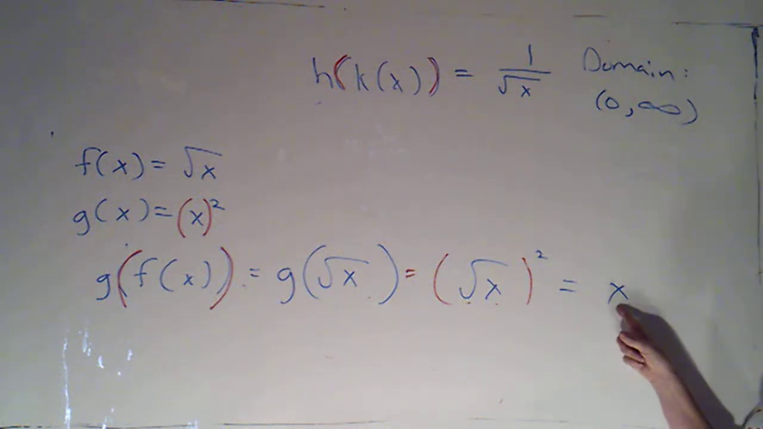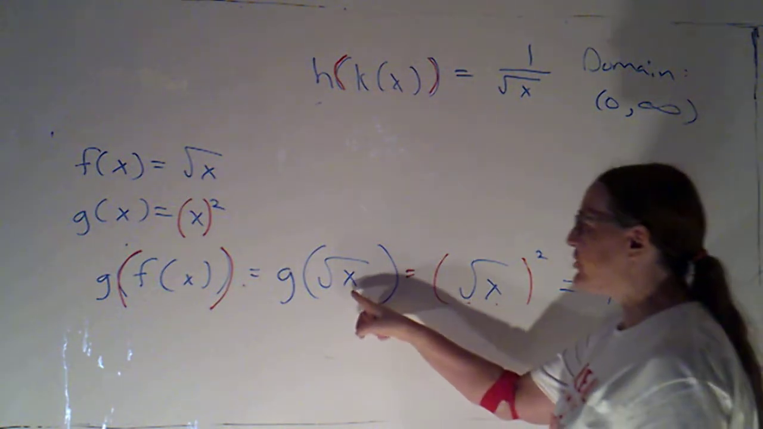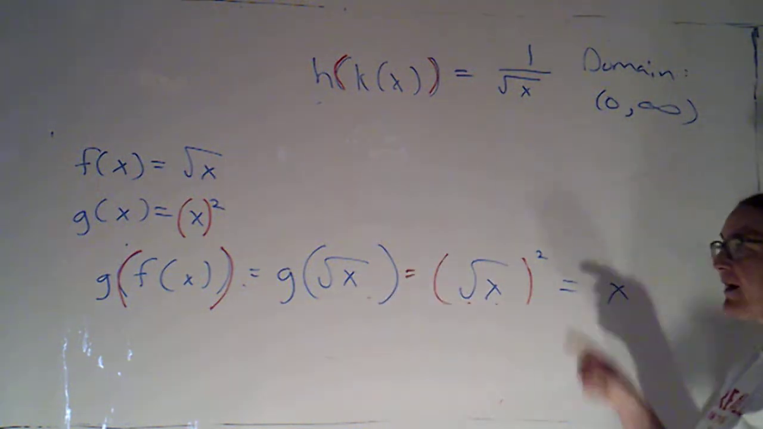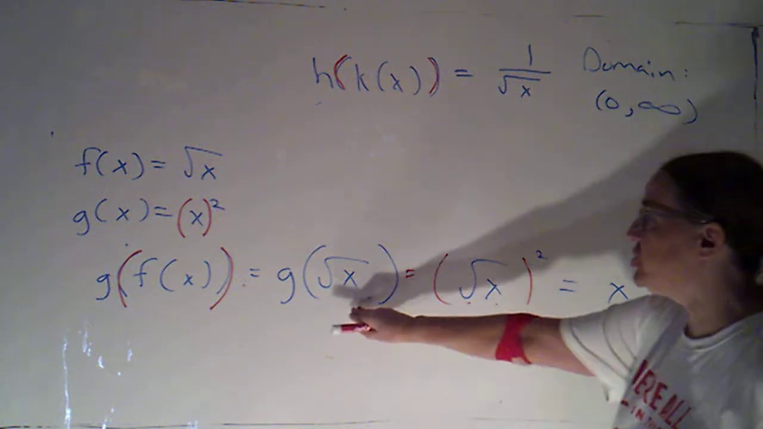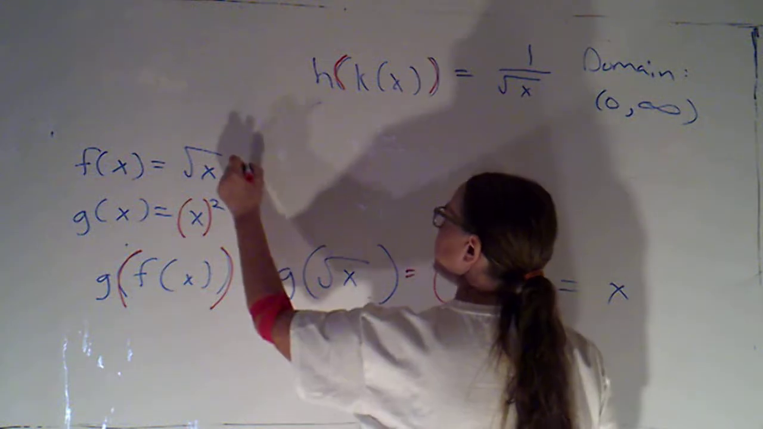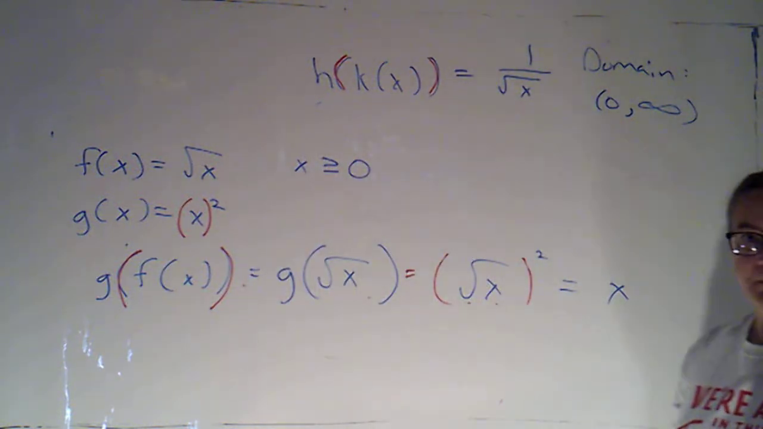If I just look at that result, I'm going to think the domain is all real numbers. But it's not, because I got here by first taking the square root and then squaring it. So if I take a look, the domain for F, because that was the first thing that I did, was that x had to be bigger than or equal to 0.